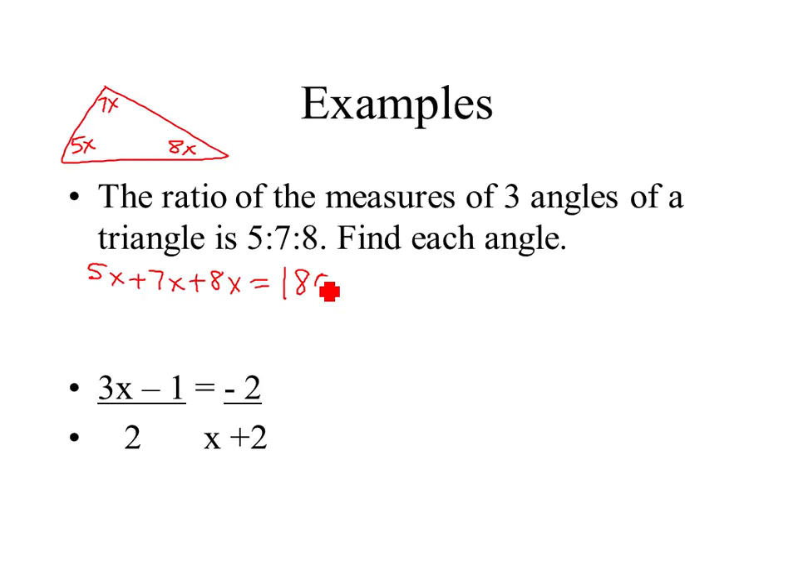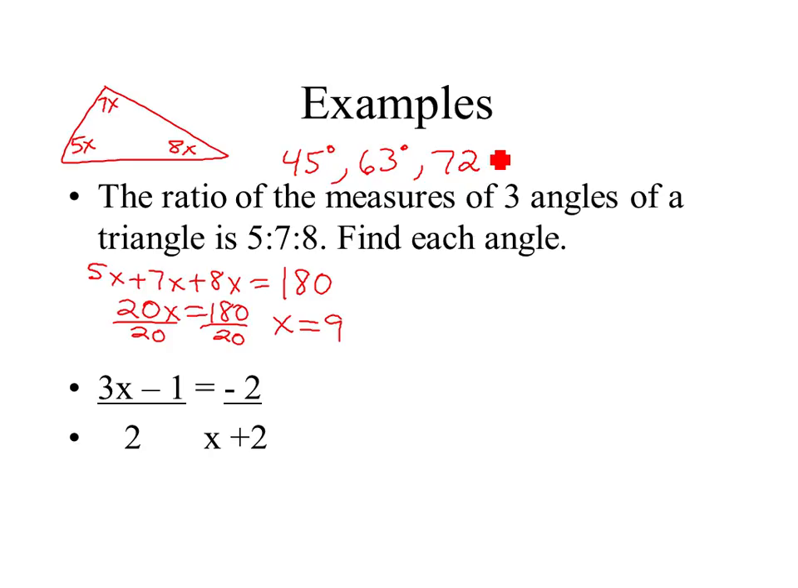How many x's do I have? 20 x's? So 20x equals 180, divided by 20. What is it? Is that our answer? No, it said find each angle, so we got to take that and plug back in. 5 times 9? 45. So one angle is 45 degrees. 7 times 9? 63 degrees. 8 times 9? 72 degrees.